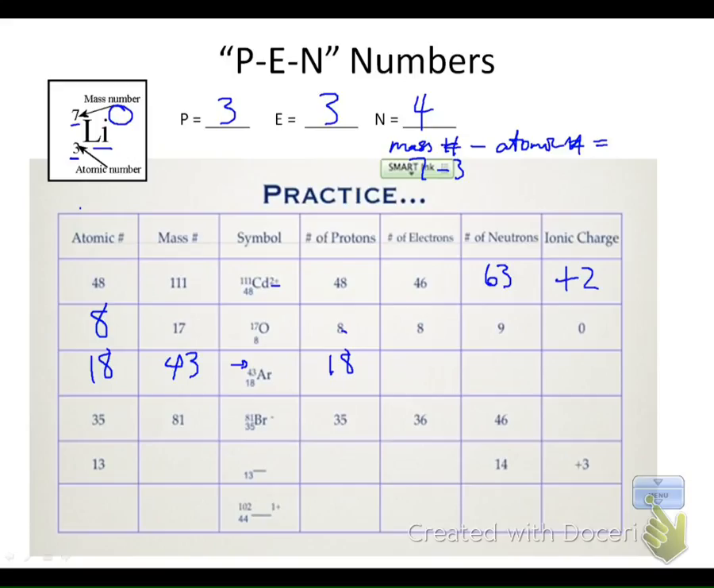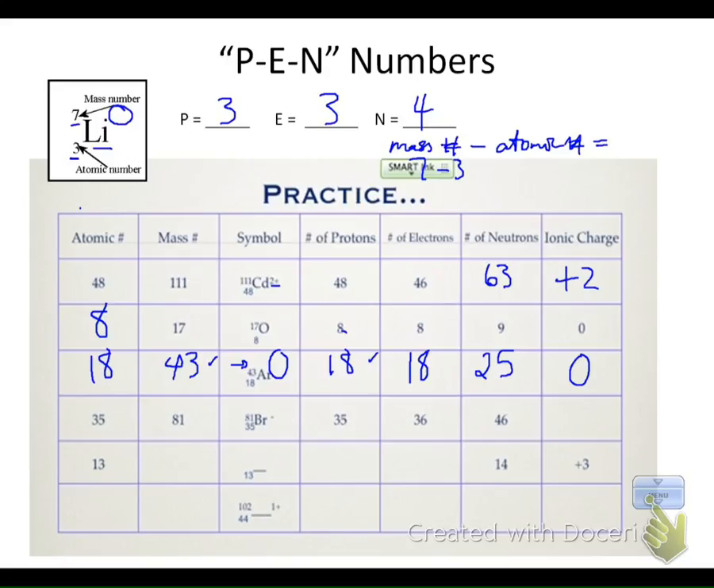Now, before I talk about electrons, let's do the neutrons. If there's 43 mass number and 18 protons, that means there has to be 25 neutrons. That's 43 minus 18 to give you 25. Now, back to electrons. There's nothing there, so we know the ionic charge is 0. Protons and electrons have to match. So there's 18.